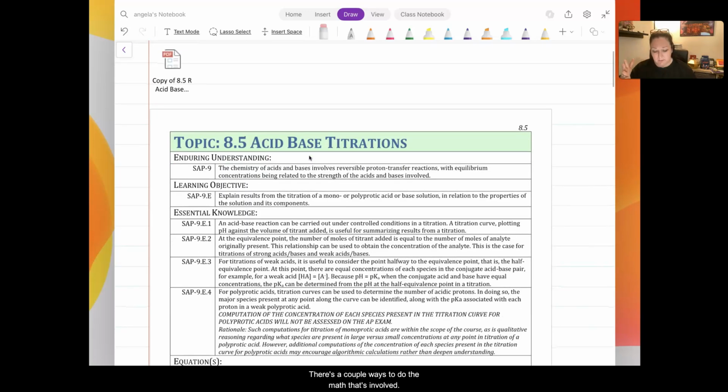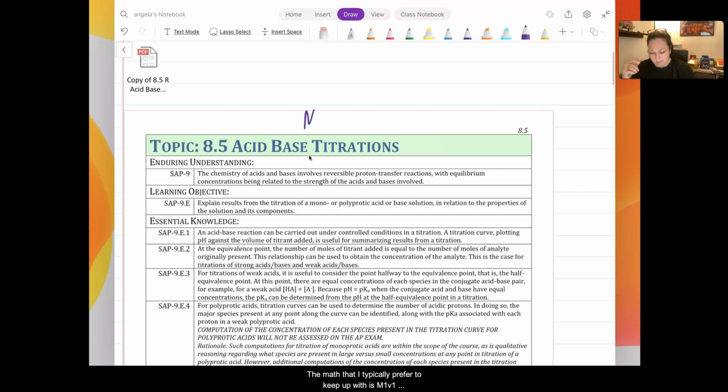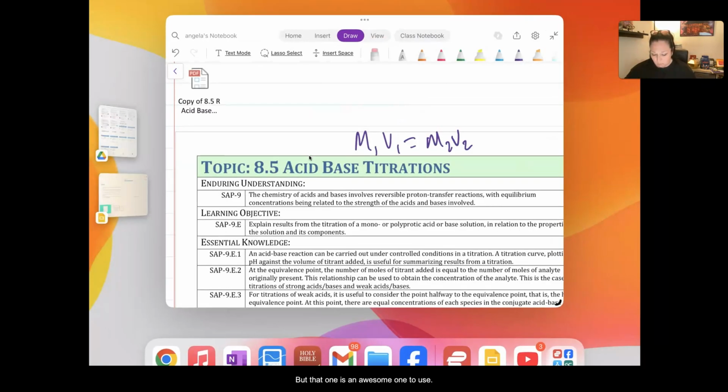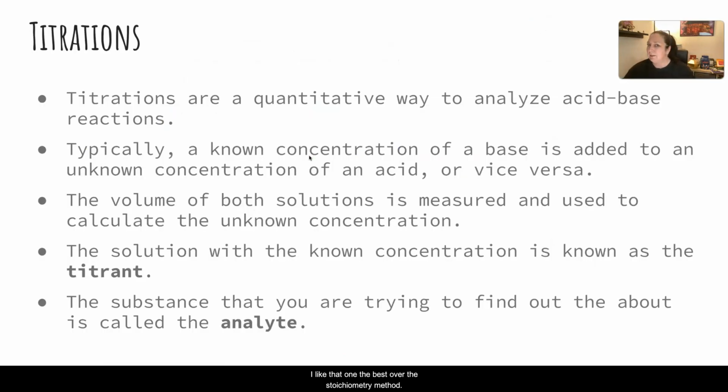There's a couple ways to do the math that's involved. The math that I typically prefer to keep up with is M1V1 equals M2V2, which is our Voom-Voom equation, right? That we use when we're changing volume and dilution. This also works here for titrations, and we'll talk about that in just a second when we get to it. But that one is an awesome one to use. I like that one the best over the stoichiometry method. That's just my thing.